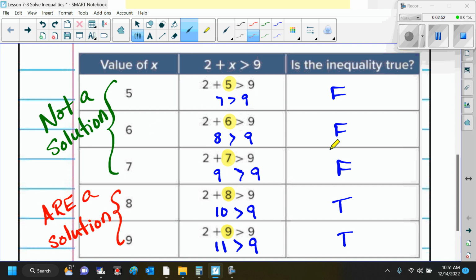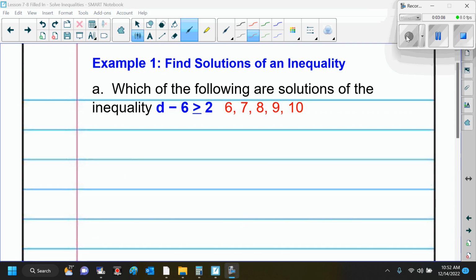So, if you substitute and simplify and you get a true statement, the numbers that you substituted in, so 8 and 9, are solutions to the inequality 2 plus x is greater than 9. So for example 1, we want to find the solutions of an inequality. We want to know which of the following are solutions to that inequality. Okay, and we're testing 6, 7, 8, 9, and 10. So for this one, we're going to use substitution.